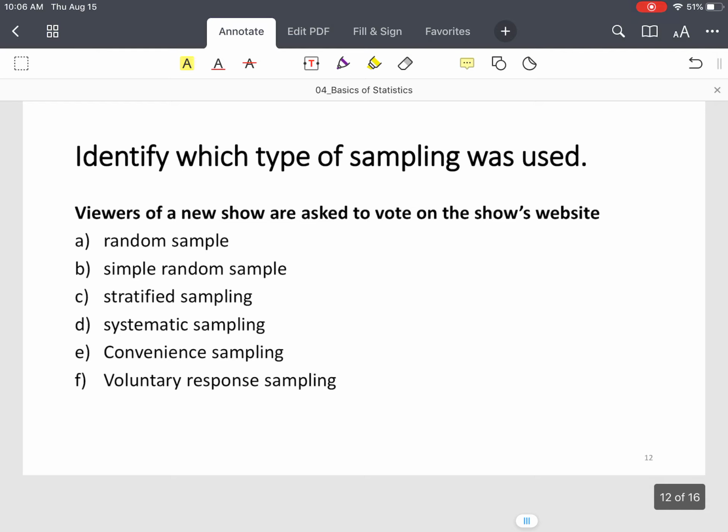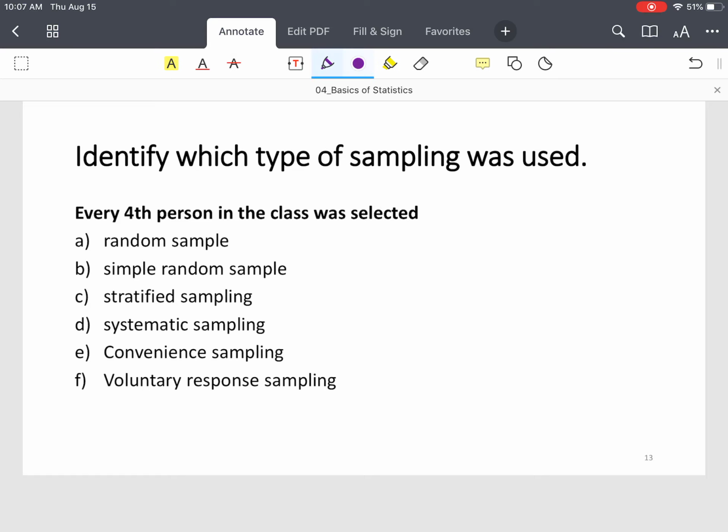All right. Next question. Viewers of a new show are asked to vote on the show's website. Now it's up to them to vote, so it's a voluntary response. All right, now we have every fourth person in the class was selected. So now notice, I've got fourth person, and it's every fourth person. All right, so this is a systematic sample.